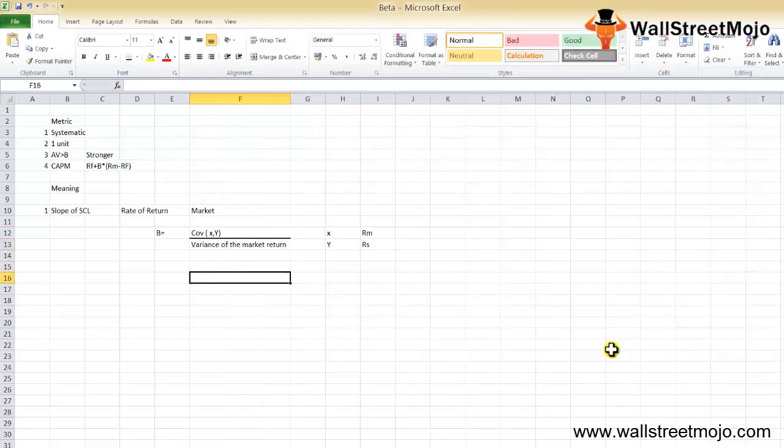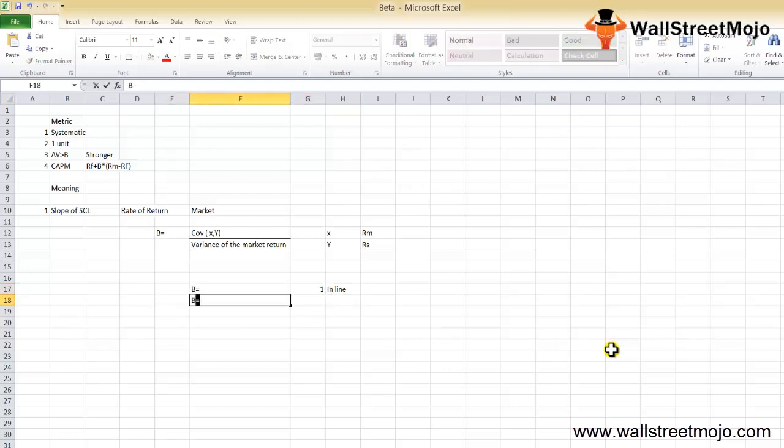The meaning over here is quite simple. If the beta coefficient is equal to 1, then the price of the stock or security is moving in line with the market. But if your beta coefficient is less than 1, then the return of the security is going to be less responsive to the market.